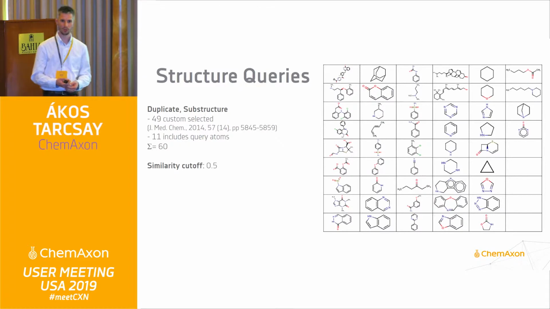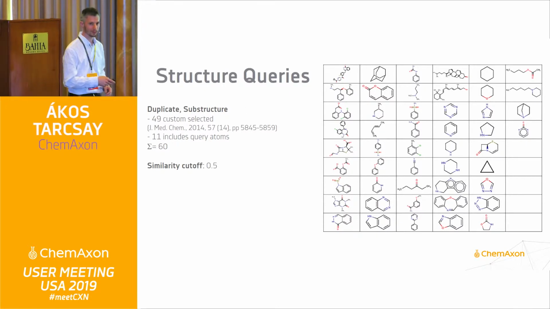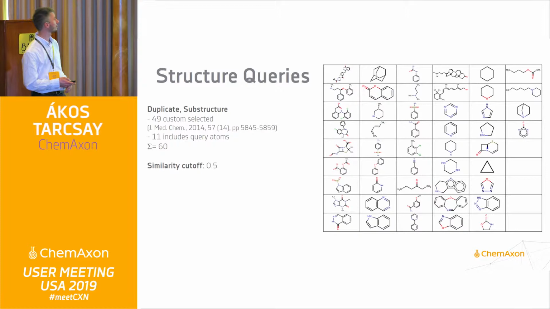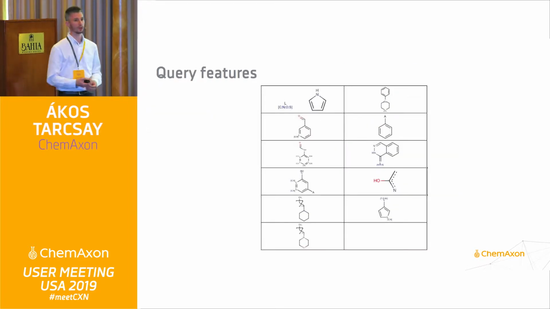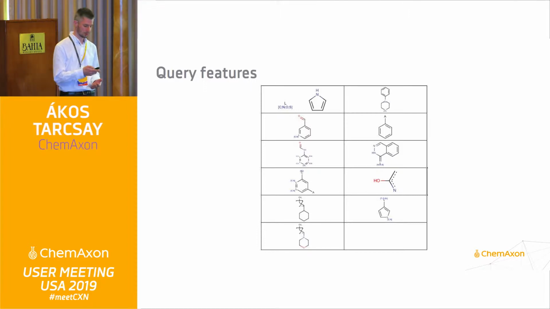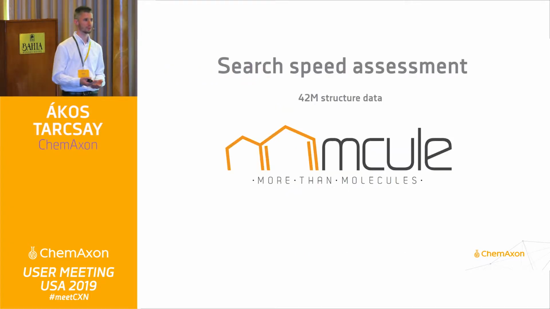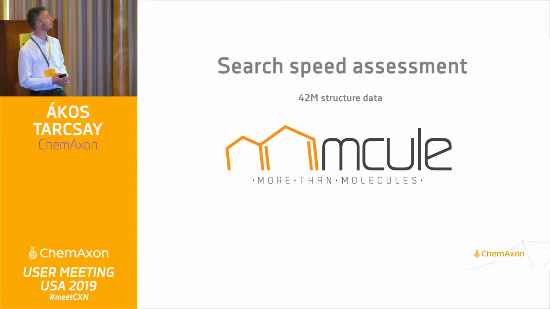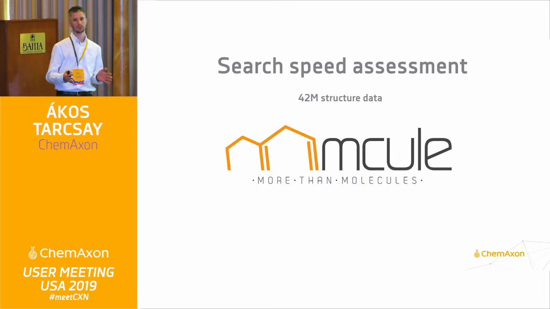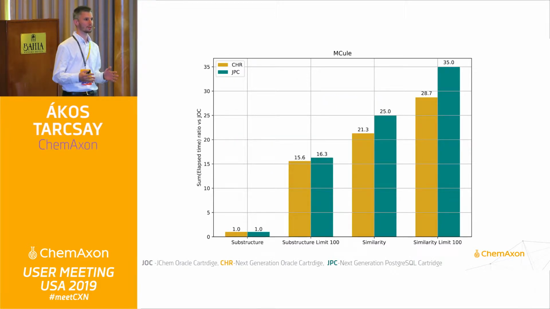And as András mentioned, benzene is not the best query, and you will never ever run a query with that. That's not listed here, but we have a couple of other tricky queries as well. In total, with these 11 queries, including query features, we ended up with 60 different query molecules. And we started to run our tests first on the MQL database, which is 42 million structures. This was imported into a single table, so there is no relational data. It's just one table with the structures and the corresponding IDs.